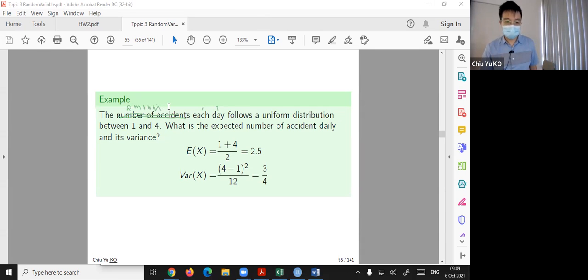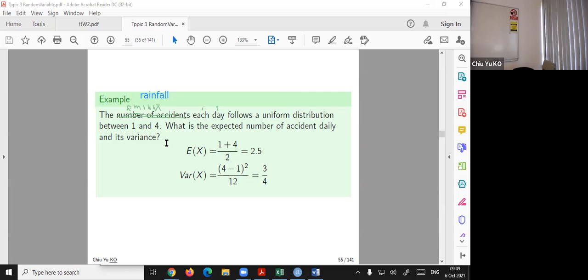Maybe you change it to rainfall, okay? And you can say the rainfall of each day follows a uniform distribution from 1 mm to 4 mm. I think it's better because rainfall is continuous. Number is like discrete, okay? So that would be, I think, a better example, okay?